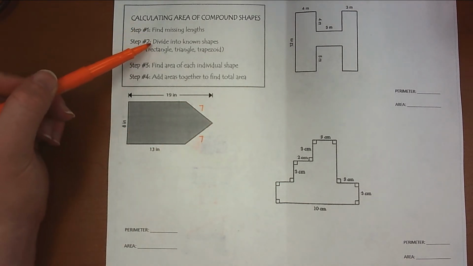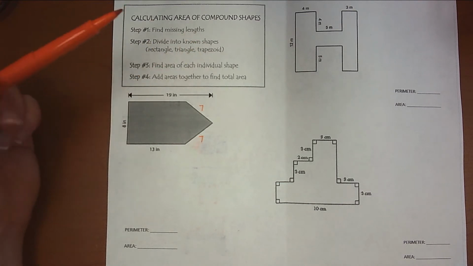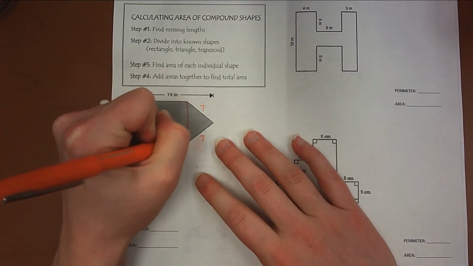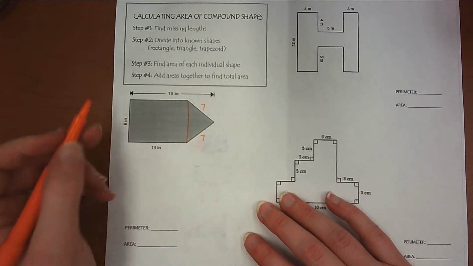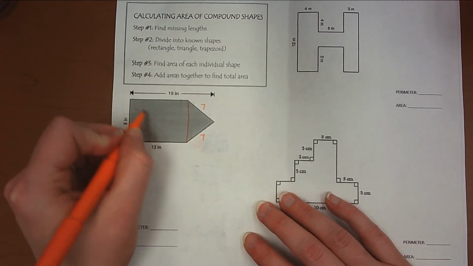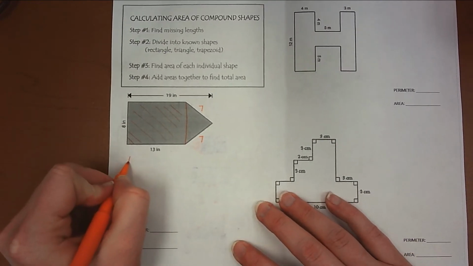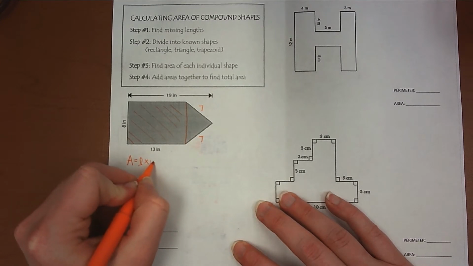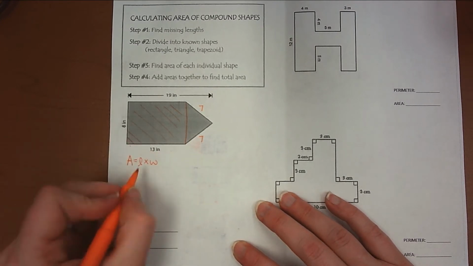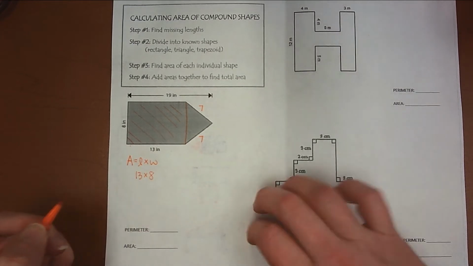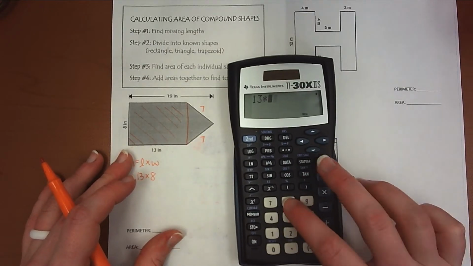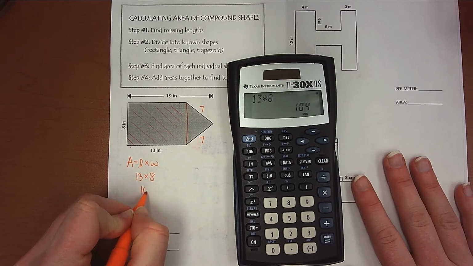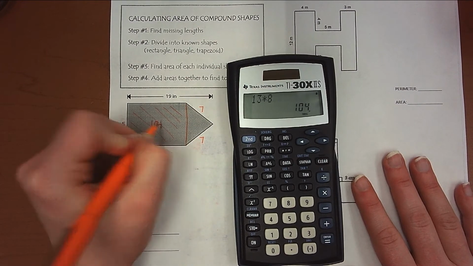Then it says divide the shape into known shapes, rectangle, triangle, trapezoid. I'm going to do that by drawing a line right here. When I do that, I have a rectangle and a triangle. I'm going to find the area of the rectangle first. The area of a rectangle is length times width. So area equals length times width. In this case, that is 13 times 8. I'm going to use my calculator to help me here. 13 times 8 is 104. So this shape has an area of 104.